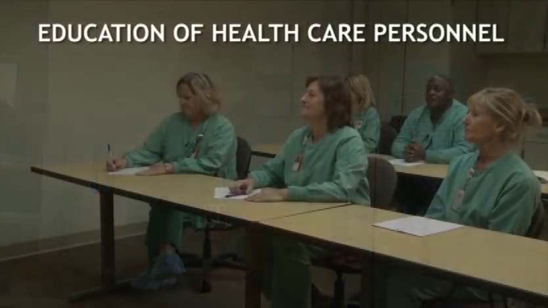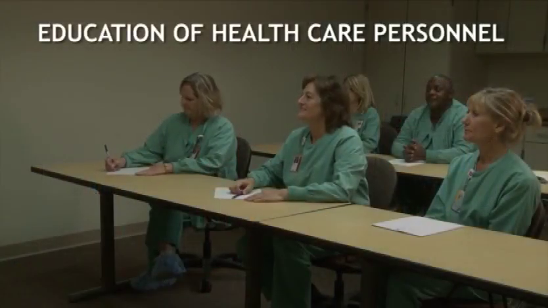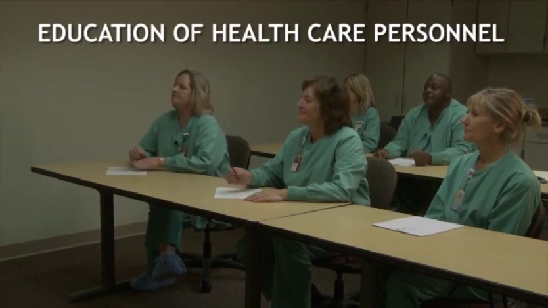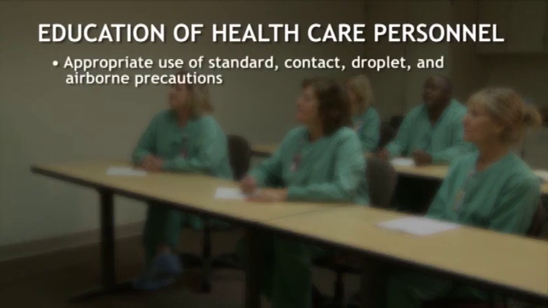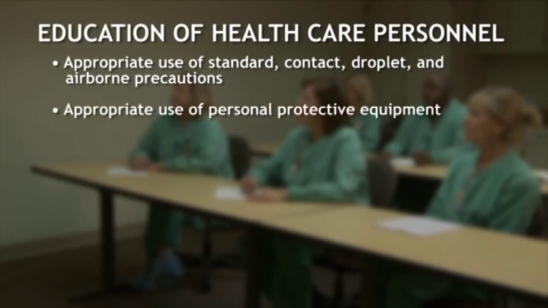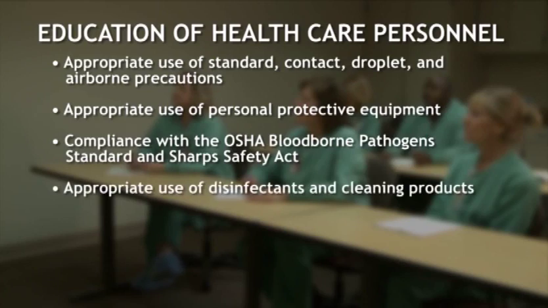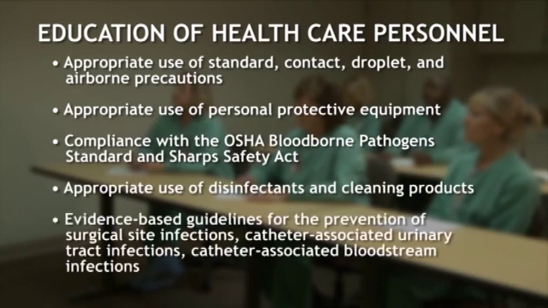Okay? There are numerous prevention methodologies that should be included in new hire orientation, as well as annual competency. These include the following: appropriate use of standard, contact, droplet, and airborne precautions, appropriate use of personal protective equipment such as gloves, mask, and eye protection, compliance with the OSHA Bloodborne Pathogen Standard and Sharps Safety Act, appropriate use of disinfectants and cleaning products, evidence-based guidelines for the prevention of surgical site infections, catheter-associated urinary tract infections, and catheter-associated bloodstream infections.